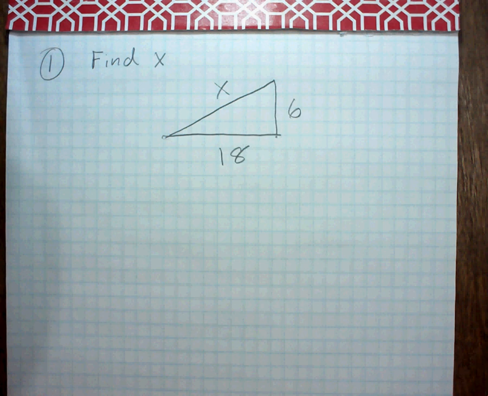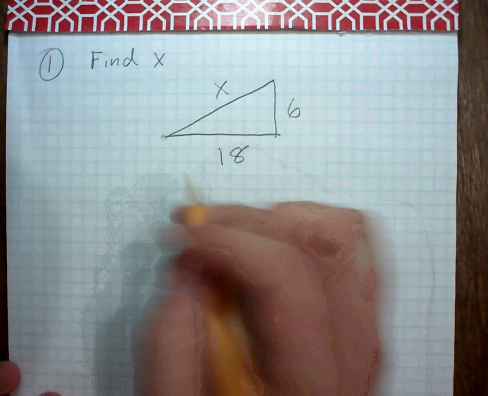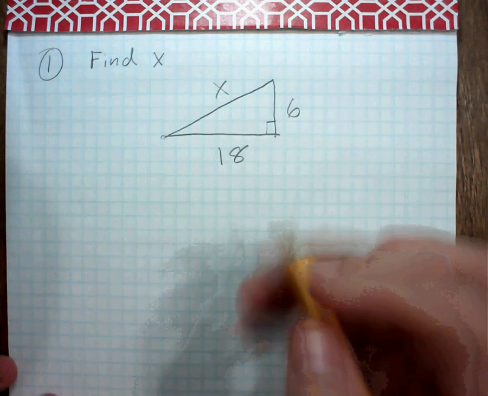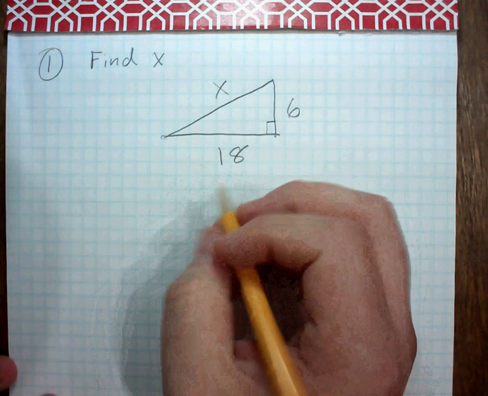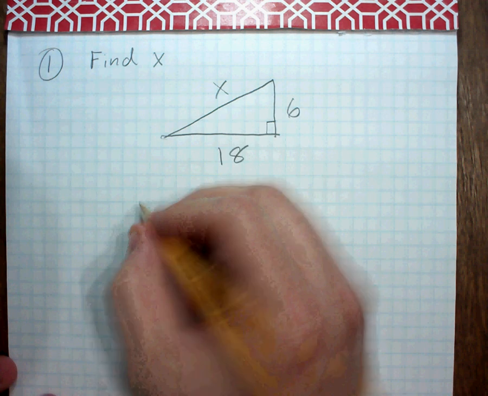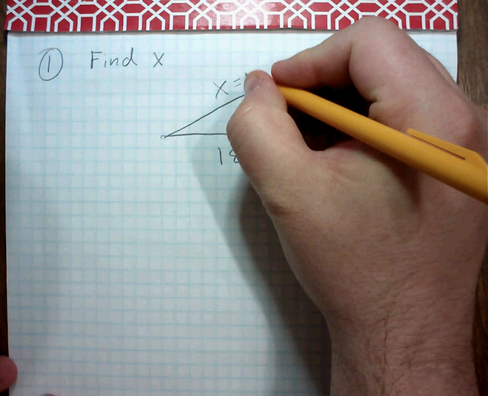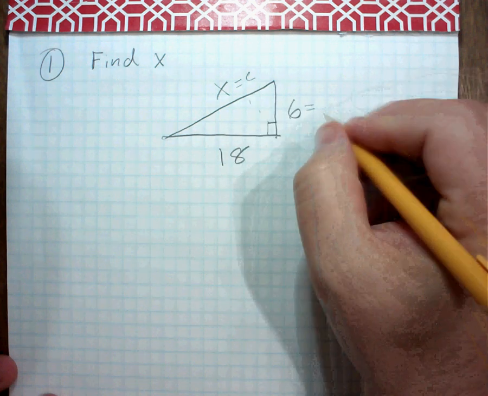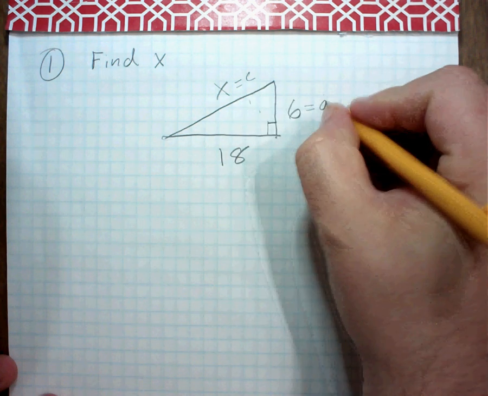For problem number 1 for our Chapter 9 review, we're given this problem. And this is a really easy one to do. Basically, you're just going to use the Pythagorean theorem. Remember that when we choose our A, B, C, that C is always across from the 90-degree angle. And then the rest is arbitrary.